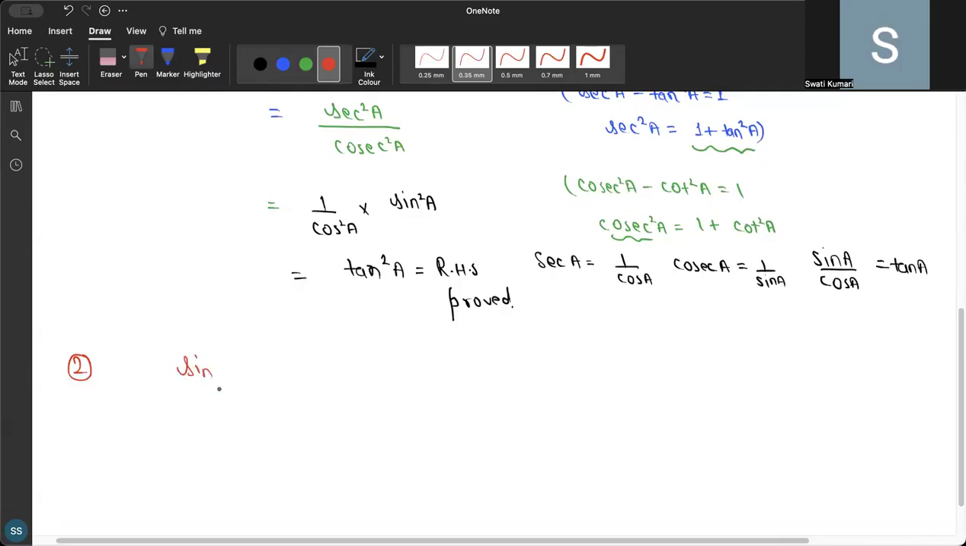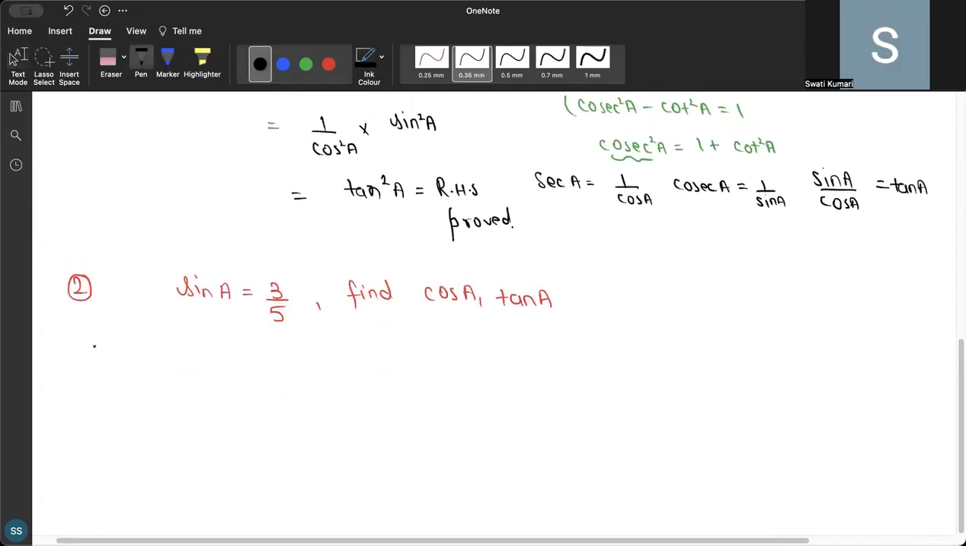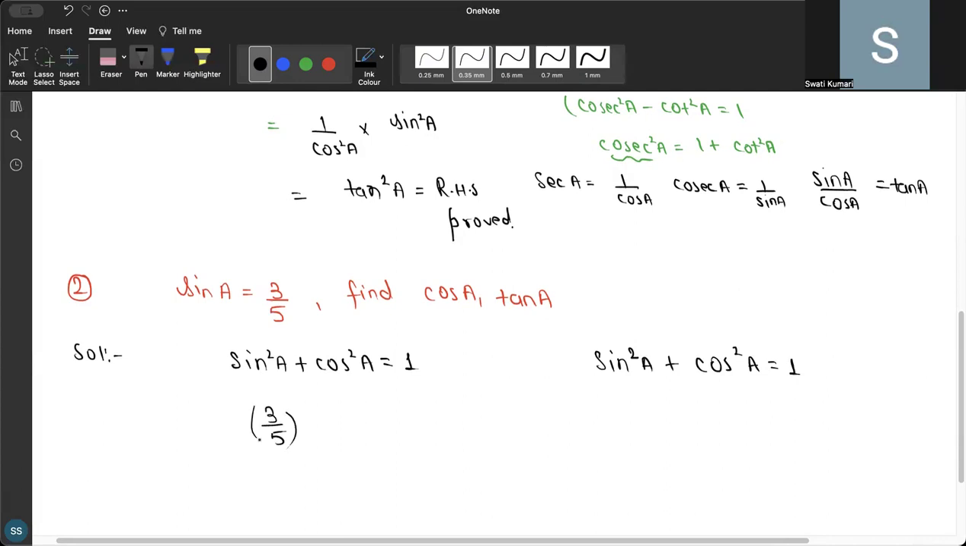In the second question, it is given sine A equals 3 by 5, and we have to find the value of cos A and tan A. To find this, we have multiple ways. I'm going to use the simplest one, which is the formula. We know a very famous trigonometric identity that sine square A plus cos square A equals 1. Here sine A is given 3 by 5, so sine square A will become 3 by 5 square, plus cos square A, which we need to find, equals 1. So this will become 9 over 25 plus cos square A equals 1.